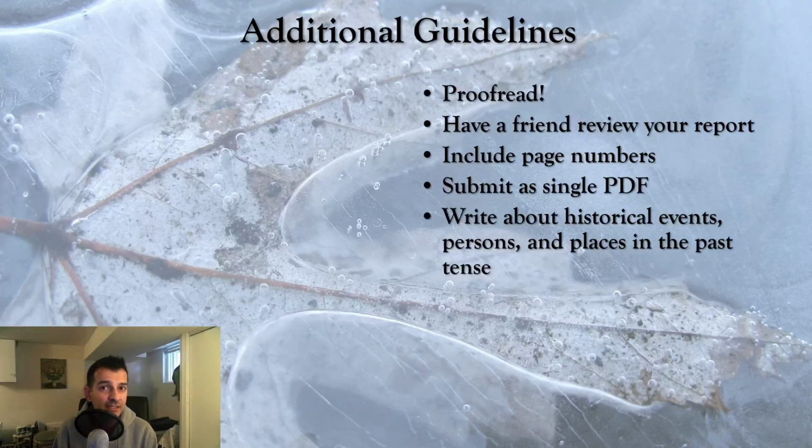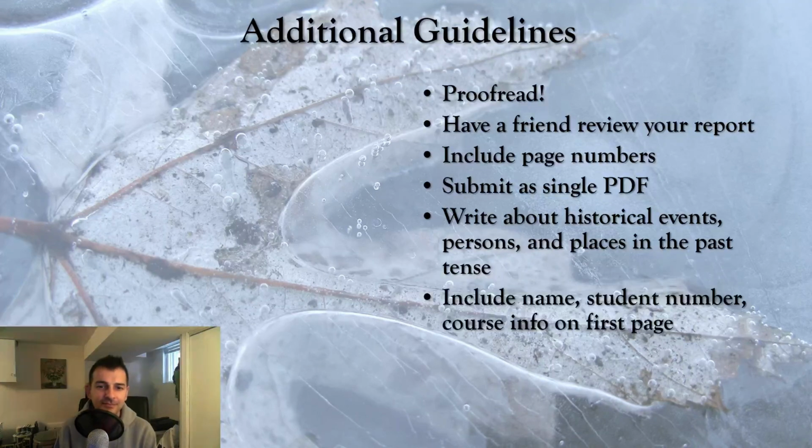When you're writing in this report, make sure you write about historical events, persons, and places in the past tense. If you've struggled with what tense to use in your writing in other assignments, the quick guide for history assignments is that you're usually going to write in the past tense. Be sure to include your name, student number, and course information on the title page or at the top of your written report. And that's it.